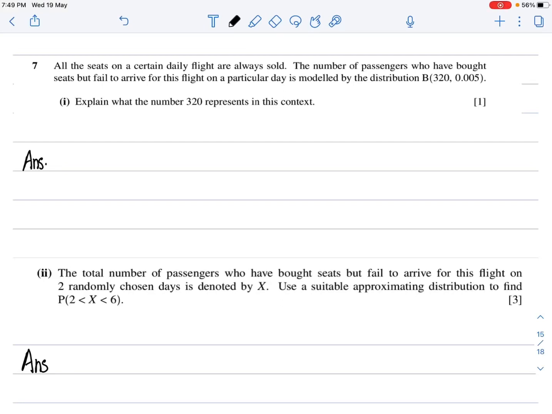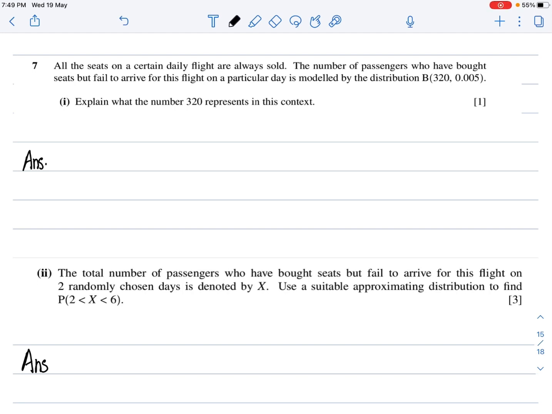This is the seventh question of the paper. All the seats on a certain daily flight are always sold. The number of passengers who have bought seats but fail to arrive for this flight on a particular day is modeled by a distribution of B(320, 0.005). Explain what 320 represents in this context.